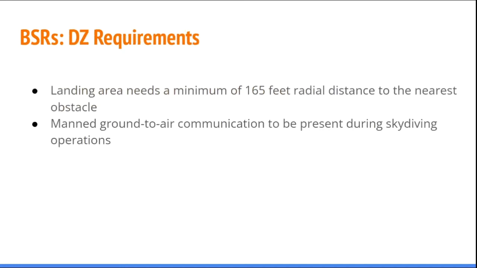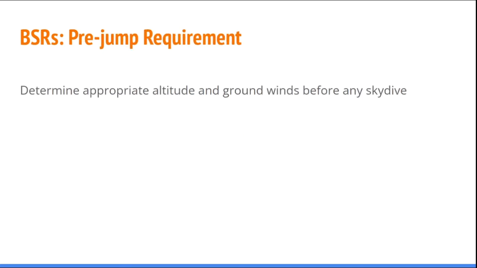There are DZ requirements as well. So for a B license, the landing area needs a minimum of 165 feet radial distance to the nearest obstacle. And obstacles include things like power lines, buildings, bodies of water, highways, vehicles, and trees. They also need to have manned ground-to-air communication that is present during their skydiving operations. And there's a pre-jump requirement that you determine appropriate altitude and ground winds before any jump.